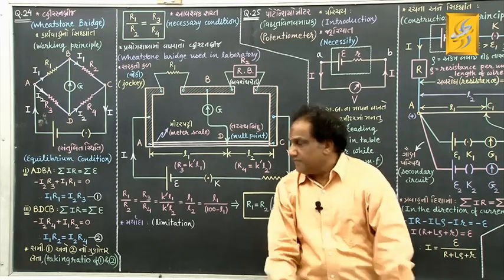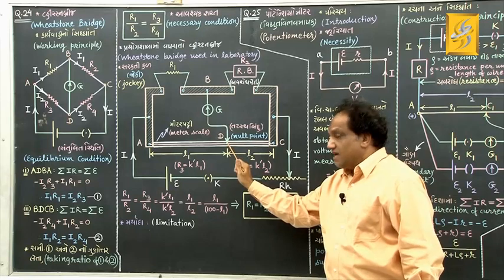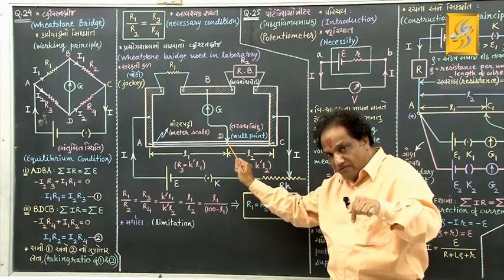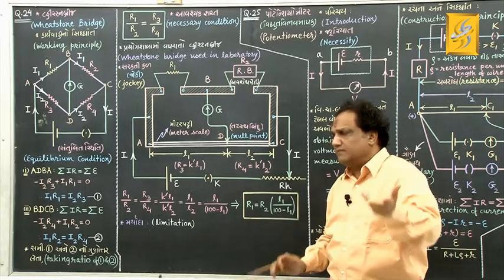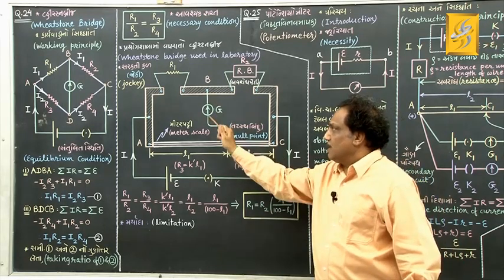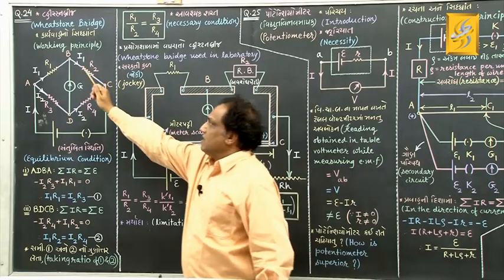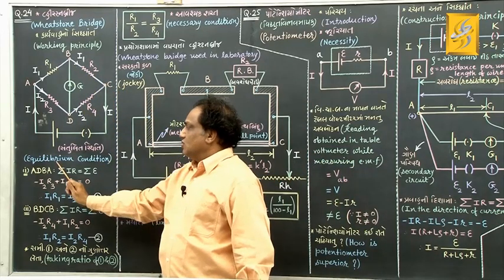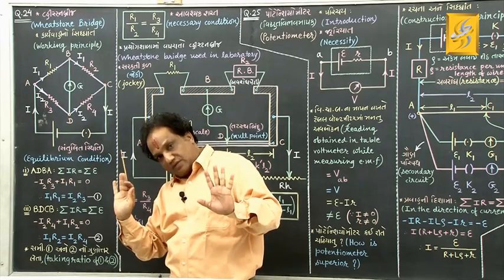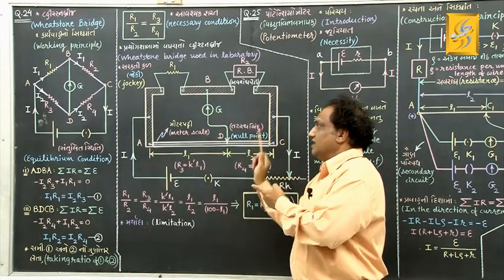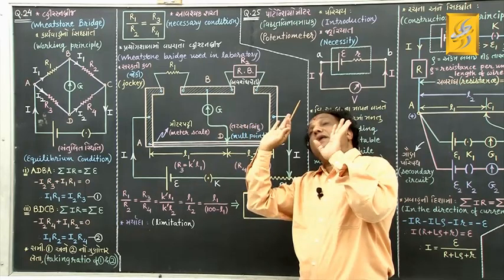If you have found that point D, where if you touch the jockey to the wire, the galvanometer gives you 0 deflection, then there is no current passing through the galvanometer. And when there is no current passing through the galvanometer, that condition of the Wheatstone bridge is said to be in the equilibrium condition or balance condition. So this is how you bring the Wheatstone bridge into the balance condition.